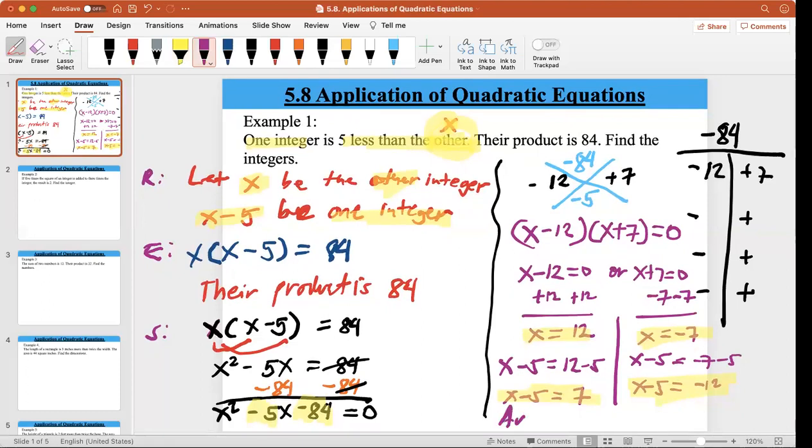Let's put our answers now. These are 7 and 12. And the other one is negative 7 and negative 12. All right. So these are your possible pairs of answers. Negative 7, negative 12, and 7 and 12. I think we're done there.